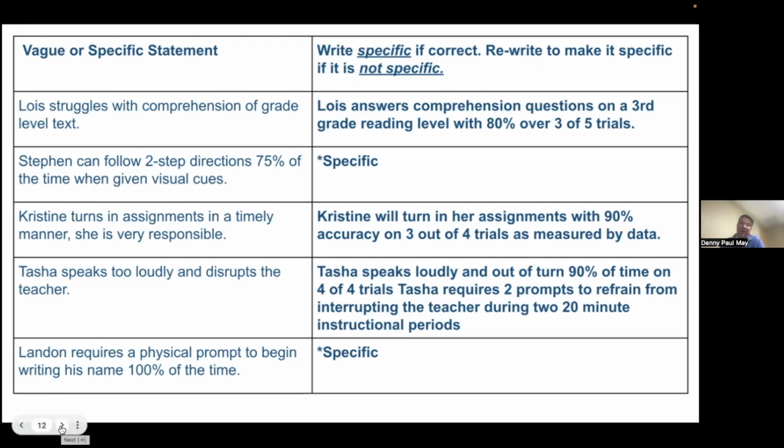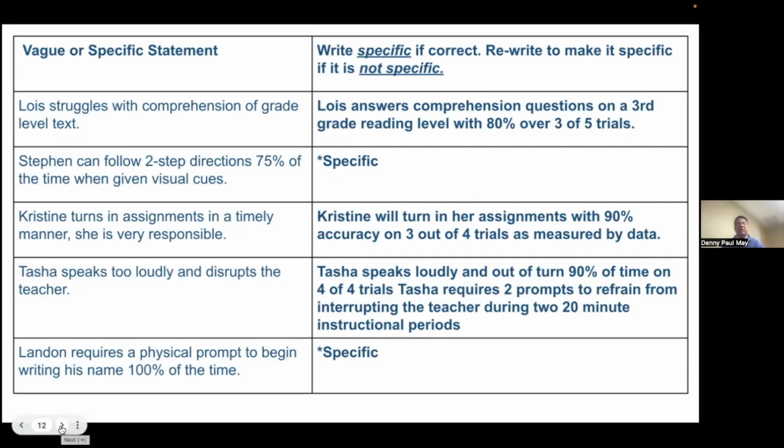And when you write a goal, it's for 365 days. So it should be broad enough that it's going to provide enough, based on our review and our analysis of the student and their disability, opportunity to progress based on their rate of learning and their disability.